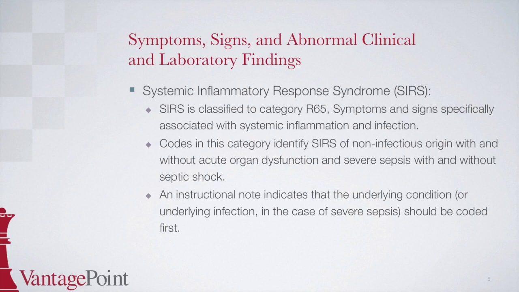SIRS stands for Systemic Inflammatory Response Syndrome, which is category R65 of this chapter for symptoms and signs specifically associated with systemic inflammation and infection. Codes in this category are used for SIRS of non-infectious origin, with and without acute organ dysfunction, and severe sepsis with and without septic shock. The underlying condition, such as heat stroke or injury, should be coded before the SIRS code. For severe sepsis, the infection, such as Staphylococcus aureus, should be coded first.